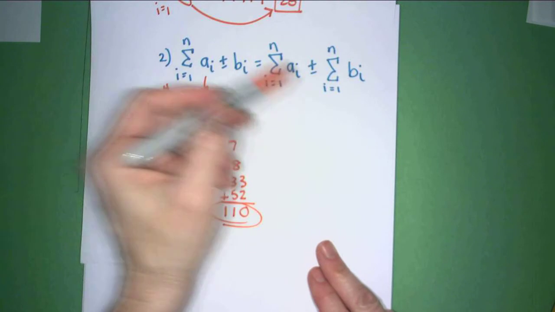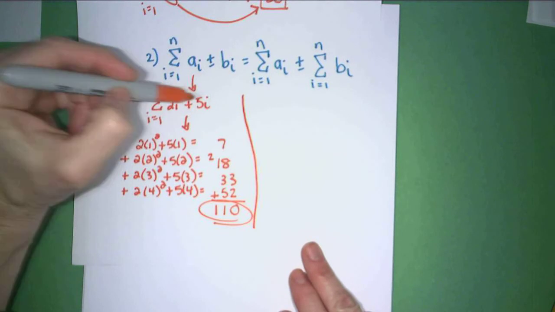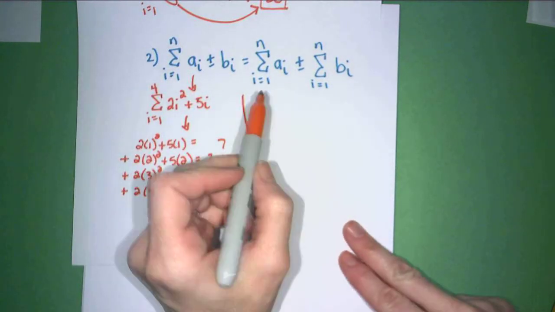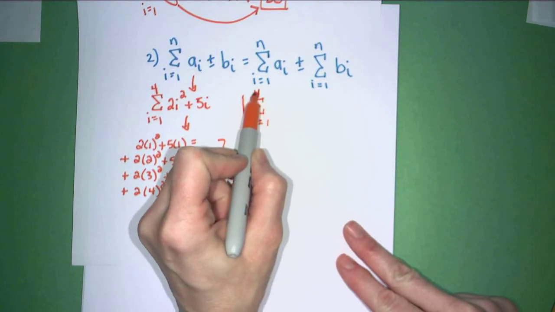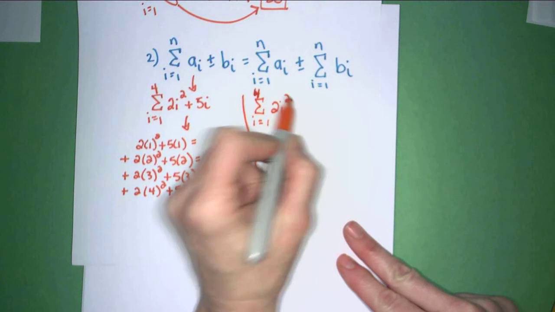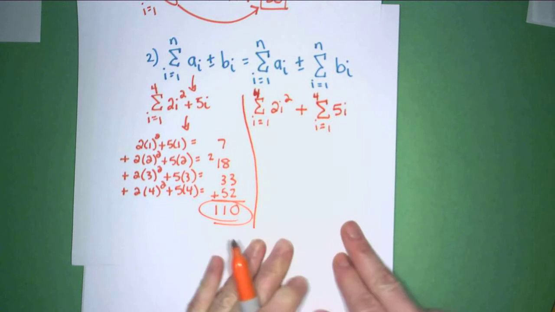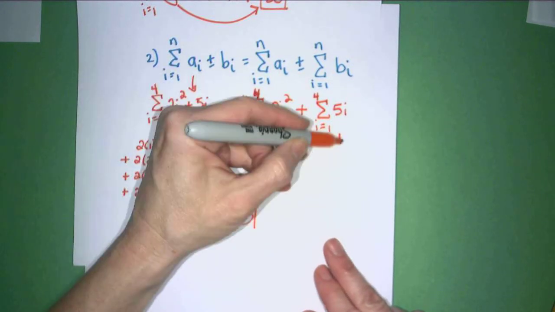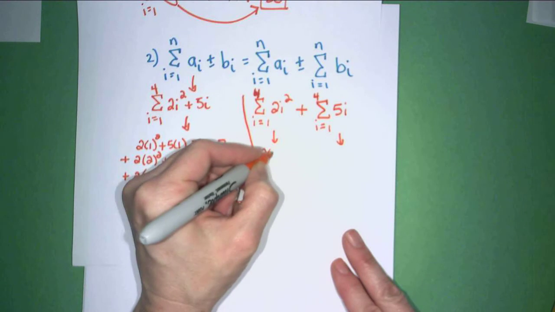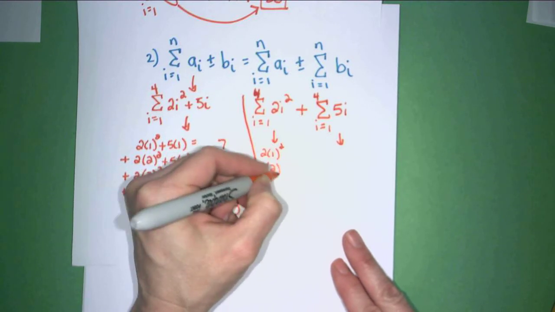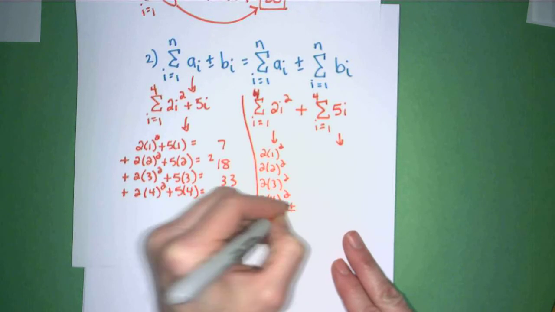Now, if this formula here is true, then we should also be able to break this problem down by separating these two parts. So this side would look like this. The sum from i equals 1 to 4 of your first part, 2i squared, plus the sum from i equals 1 to 4 of 5i. So you would just be working these down here separately. So if we're just doing the 2i squared, we would have 2 times 1 squared, 2 times 2 squared, 2 times 3 squared, and 2 times 4 squared, and we would add those together.